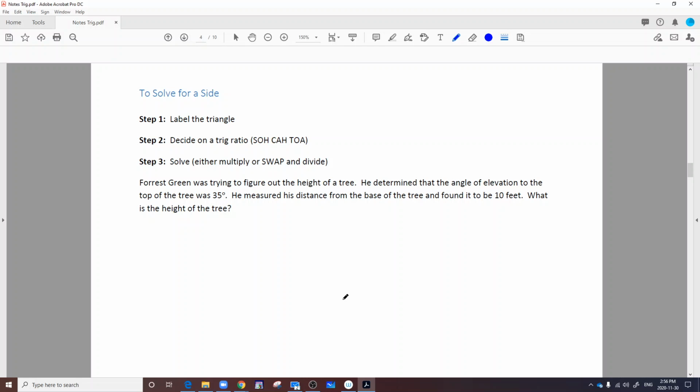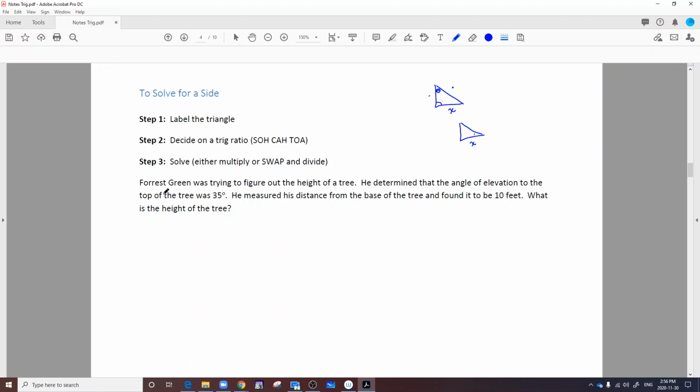So now with right triangles, you know how to solve for a missing side when you know the two other sides. And now you also know how to solve for an angle when you know two other sides. This last video for right triangles is going to be about how to solve for a side. Now to solve for an unknown side, you have to know an angle and one of the sides. If you know this, you can solve for a missing side in a triangle.